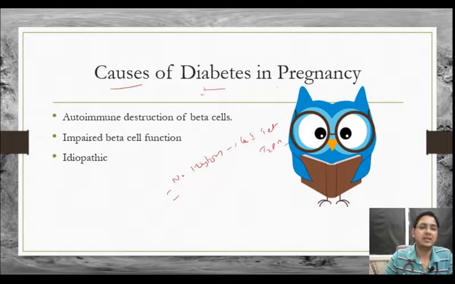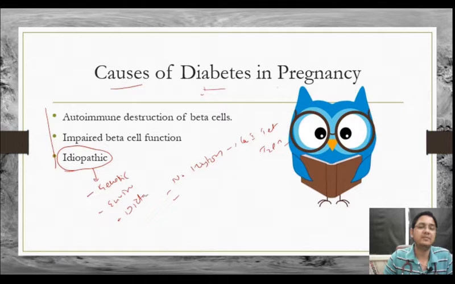So you have to tell the patient these three are the most common reasons, and the most easy and convenient is idiopathic, that we don't know the reason. The reason can be genetic. This is basically multifactorial. It can be genetic, environmental, dietary, or some other factor. And the second most common is autoimmune destruction of beta cells.